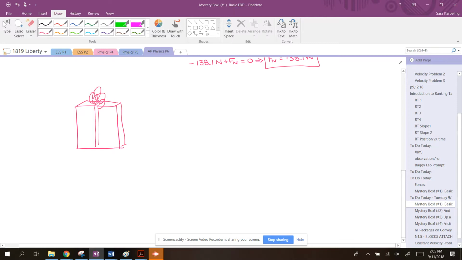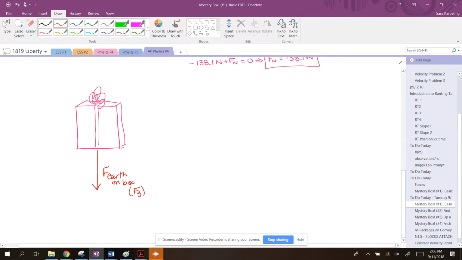So there's the pretty box. Tell me about the forces that are acting here. What have you got? Force of the earth on the box. Where does that go? Down. FG. Boom.